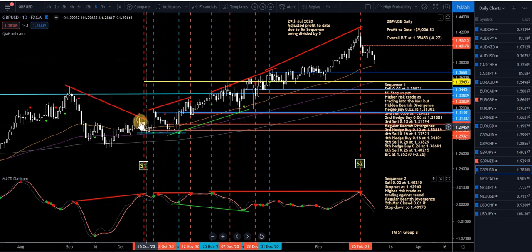This Sequence 1 was taken here based on hidden bearish divergence, as per my notes. And I probably missed an opportunity to get out at break even in here. Now I'm stuck with this sequence. Overall break even is this yellow solid line. So we're not that far off and it's heading in the right direction.